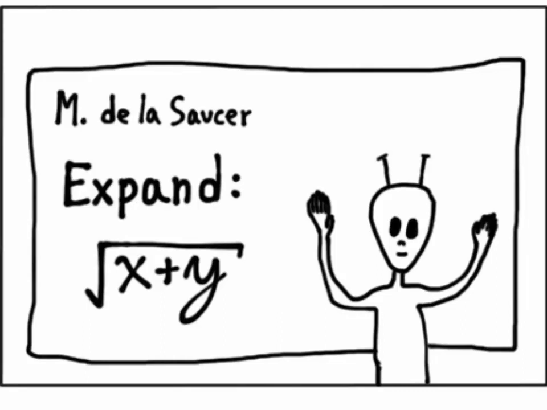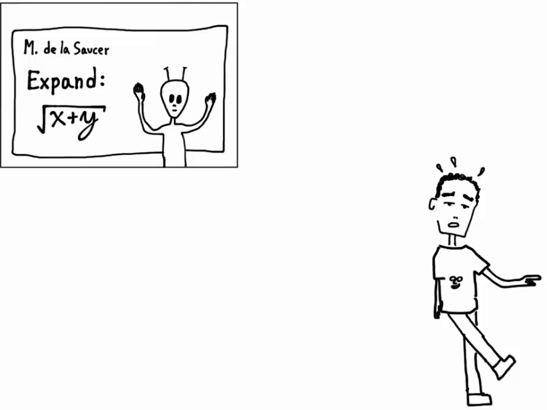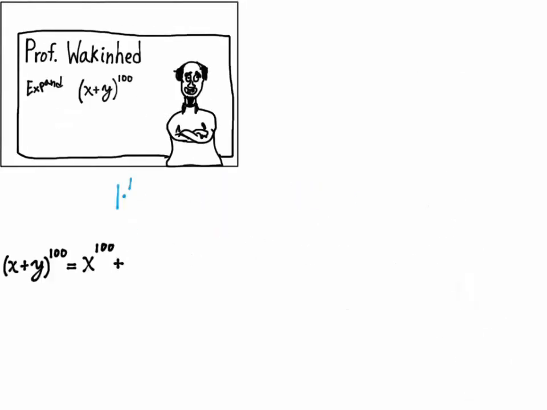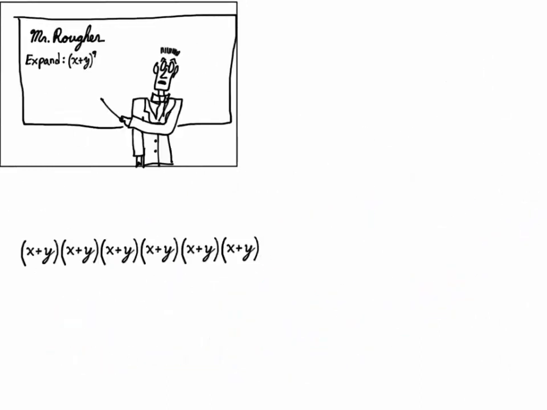You might not even recognize at first that that is a binomial being raised to a power, because it's written with the radical symbol, but remember that the square root of a number is the number raised to the 1/2 power. Well, before you panic and run away from the problem, let's try to understand what Monsieur de la Saussure wants you to think about when you see a problem like this. Let's go back and look at the problem that Mr. Ruhr gave you, problem of expanding x plus y to the 9th.